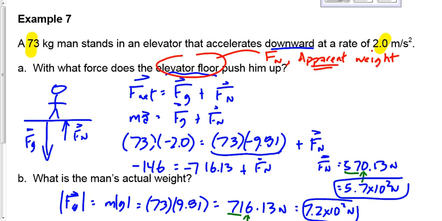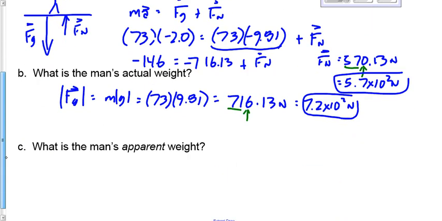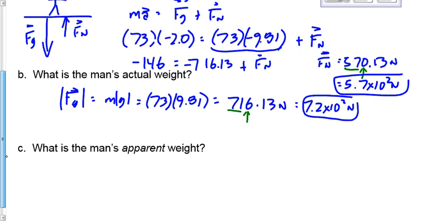Oh well. What's the man's apparent weight? Answer that one for me quick. 5.7 times 10 to the 2 newtons.